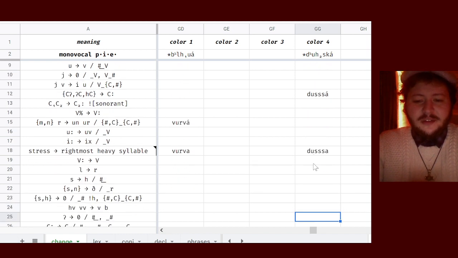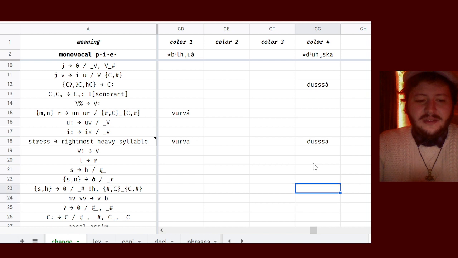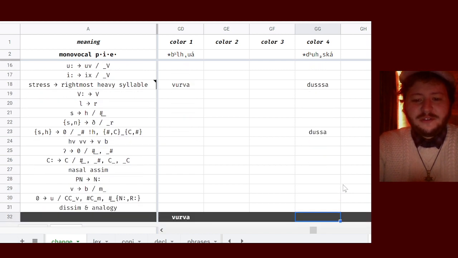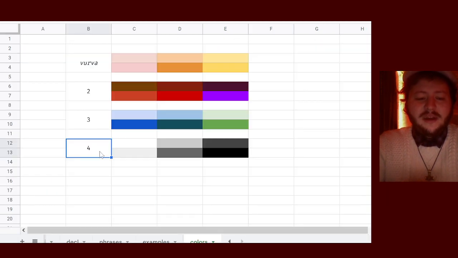Stress shifts to the U. One of these S's goes away because of the S yeeting between consonants rule. It doesn't even need to be the gemination rule, so then it's dussa. I actually like how dussa sounds for my gray, black-white word. Dussa.